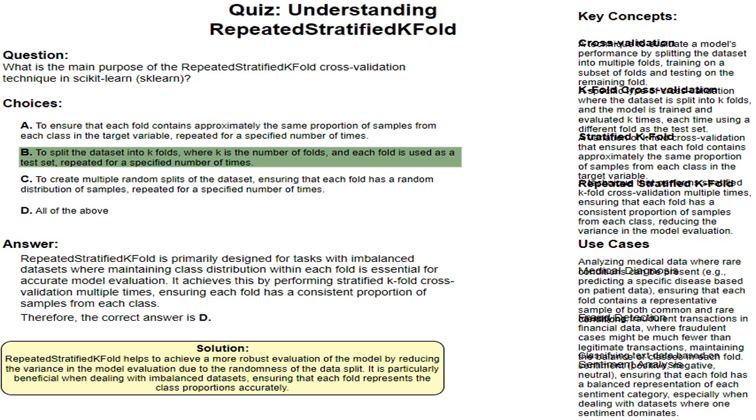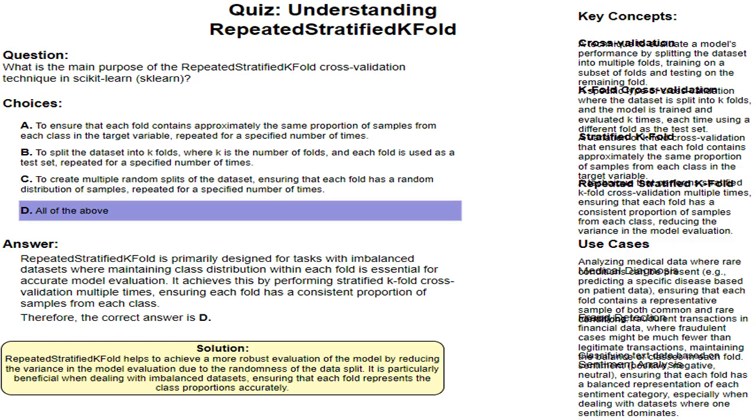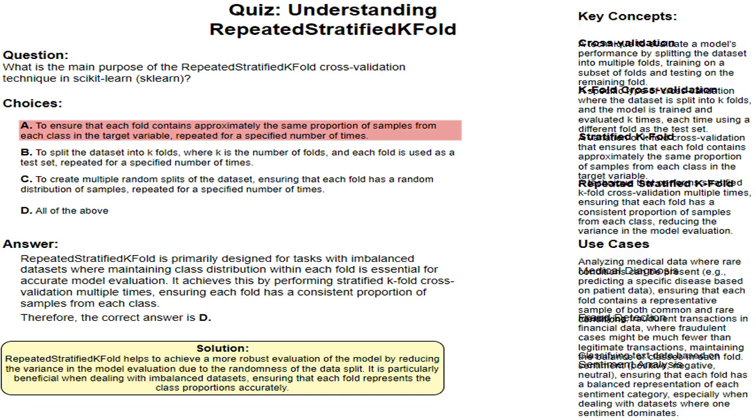To split the dataset into k-folds, where k is the number of folds, and each fold is used as a test set, repeated for a specified number of times. To create multiple random splits of the dataset, ensuring that each fold has a random distribution of samples, repeated for a specified number of times. All of the above, to ensure that each fold contains approximately the same proportion of samples from each class in the target variable, repeated for a specified number of times.